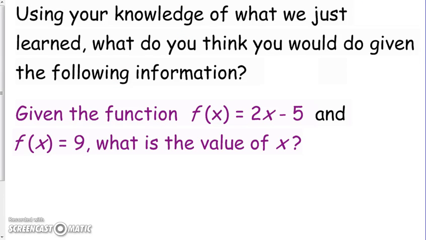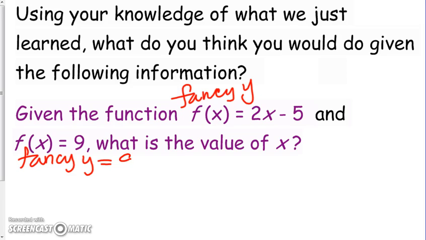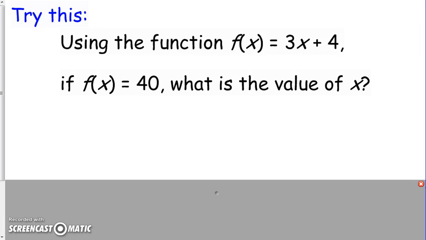So using your knowledge of what we just learned, what do you think you would do given the following information? Given the function f of x, or fancy y, equals 2x minus 5, and f of x equals 9, so we know fancy y equals 9, what is the value of x? So what are we trying to solve for? Well, we're trying to solve for x, because we know that f of x would equal 9. So wherever f of x is, you're substituting what it says it is. It's outside the parentheses, so you know it's not going to go where x is.